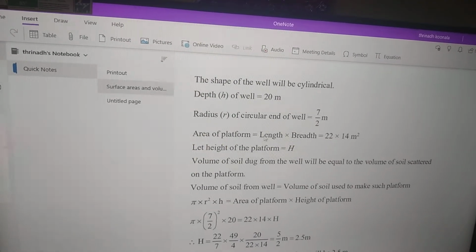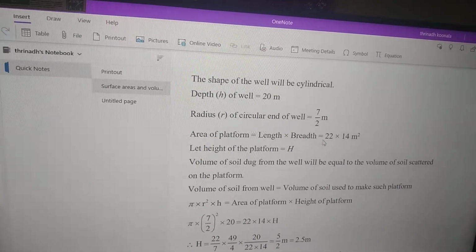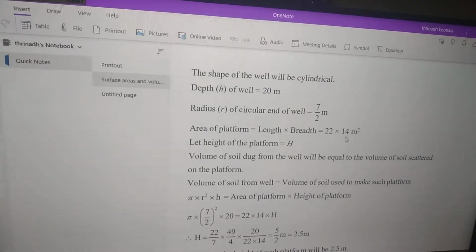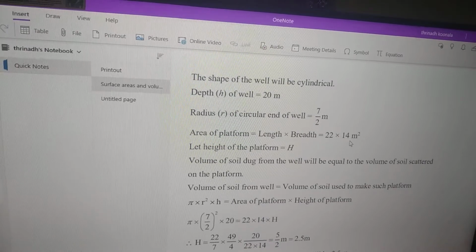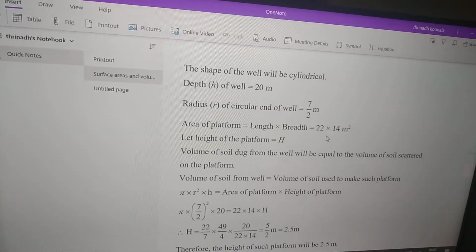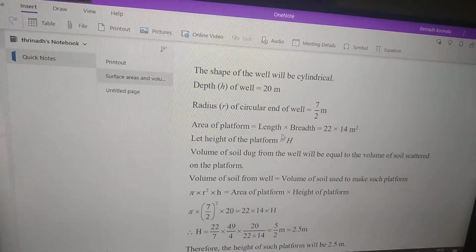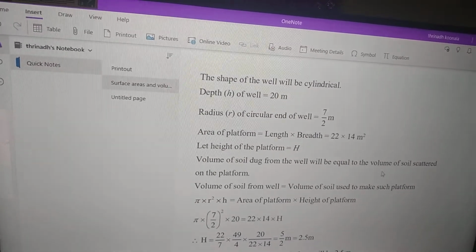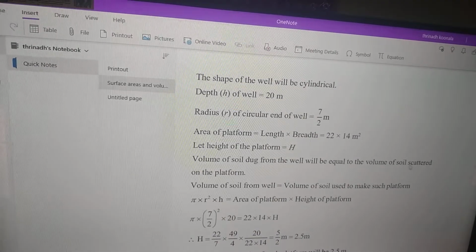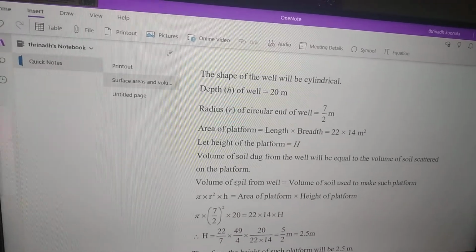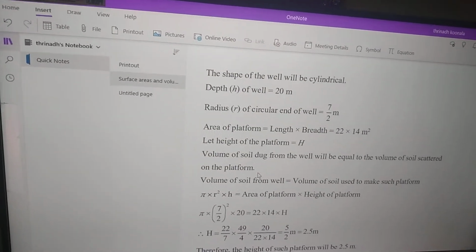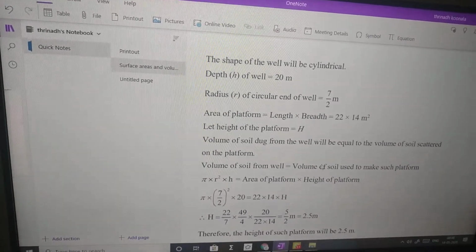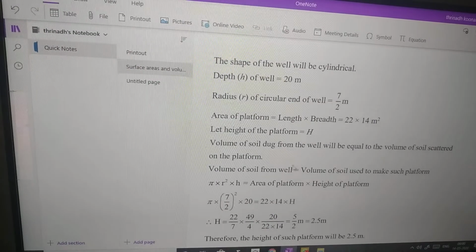The area of the platform is length into breadth, that equals 22 into 14 meters. The length is given as 22 meters and the breadth is given as 14 meters. So here the volume of soil dug from the well is equal to the volume of soil scattered on the platform. The volume of soil is nothing but the volume of the cylinder. The volume of cylinder formula is pi r square h.